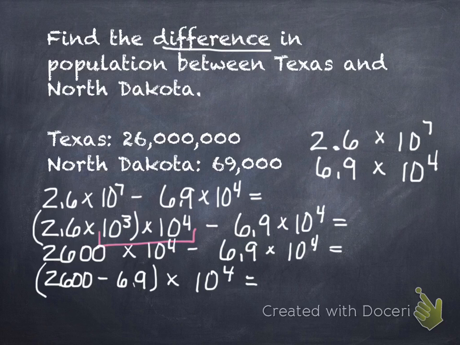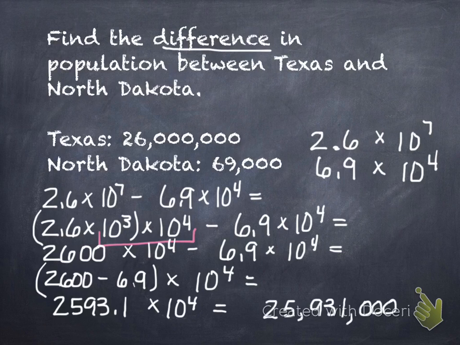Now I can subtract, and I get 2,593 and 1/10 times 10 to the 4th. Okay, so I've kept my place values in the right place. And when I write that as a number in standard notation, I need to take this decimal point and move it 1, 2, 3, 4. So I need to add some zeros to that. So here's where it was over there between the 3 and the 1. 1, 2, 3, 4. And it ends up right here after that 0.